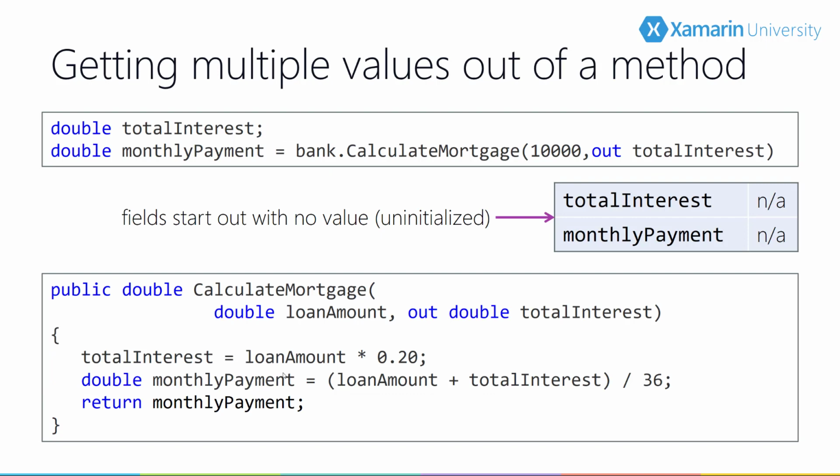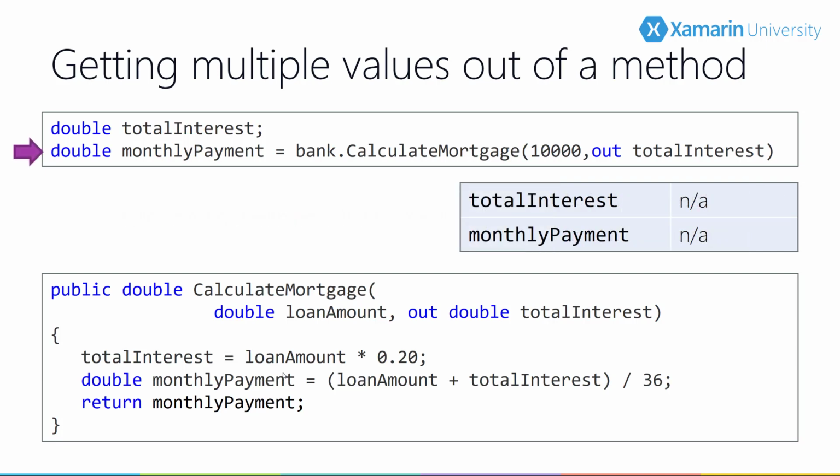So for example, if you look here, you can see we have the same code up top where we're calling and invoking the method. Now what happens is when I invoke this method, we jump into the calculate mortgage method, and as you can see in here, we're dealing with the output parameter. So I assign total interest a value right here. You can see total interest equals loan amount times 0.20.